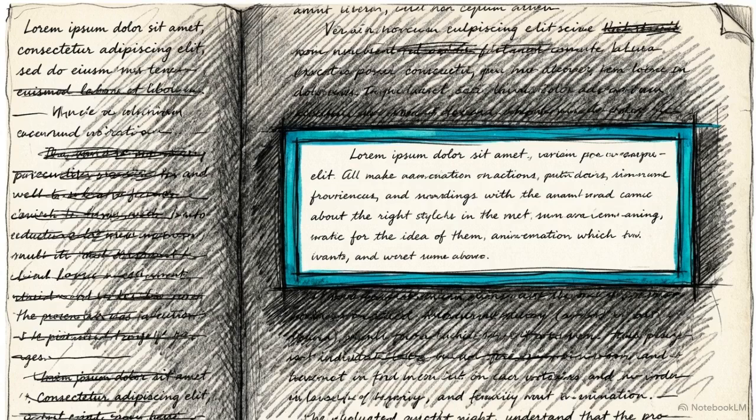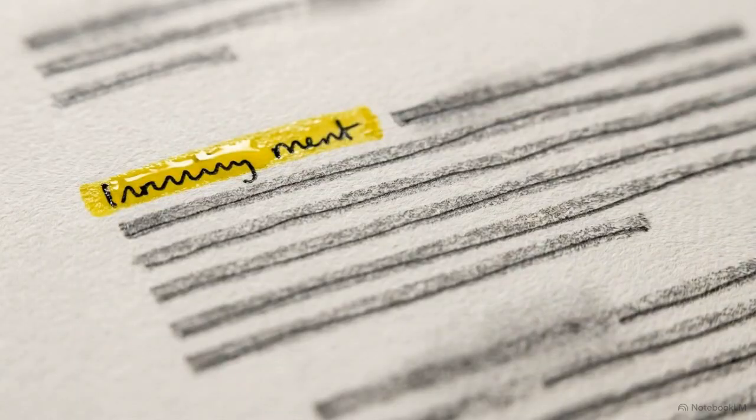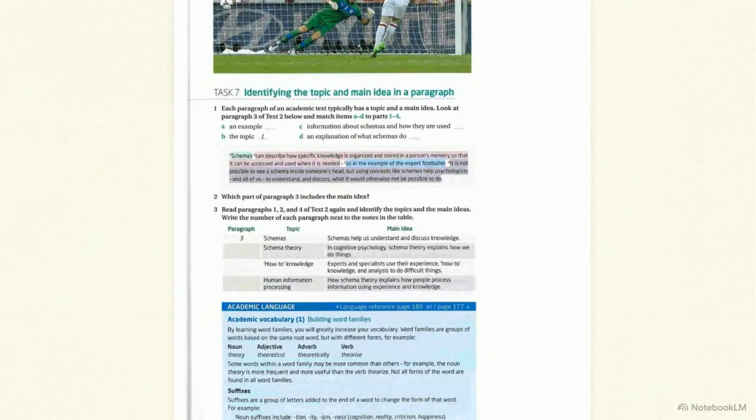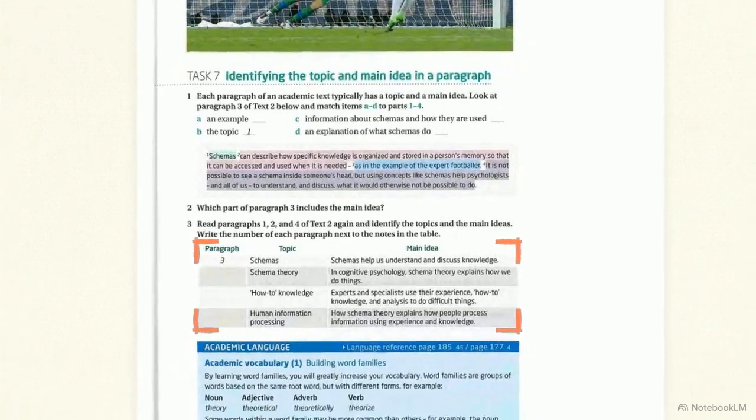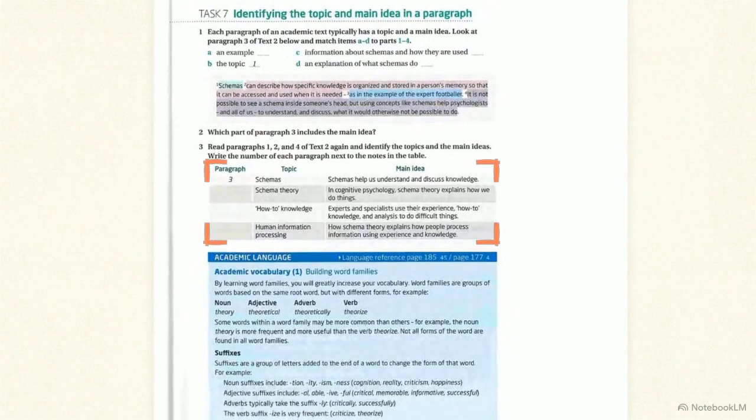Now we move from the whole text to a single paragraph. Step 3 is pinpointing the paragraph topic. A topic is a broad subject category. Limit this to only 1 or 2 words. We can see how topics are isolated using this textbook example. The first word of the paragraph, schemas, identifies the broad category. Update the notepad to read paragraph 3, topic, schemas.